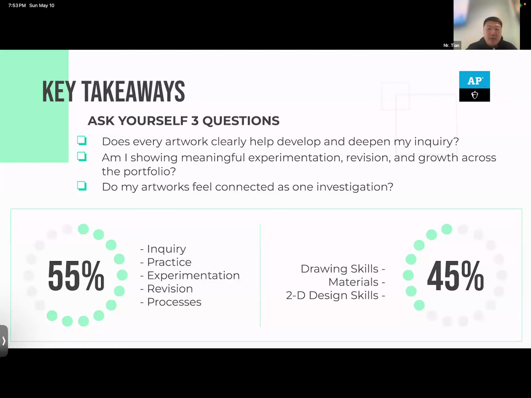While students are building their AP portfolios, they should always ask themselves three very important questions. First, does my work clearly help develop and deepen my inquiry? Second, am I showing meaningful exploration, revision, and growth across the portfolio? And third, do my artworks feel connected as one investigation? If you can clearly answer those three questions, then you will have a much stronger AP portfolio. Okay, that will be all.